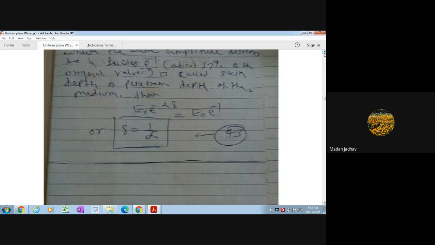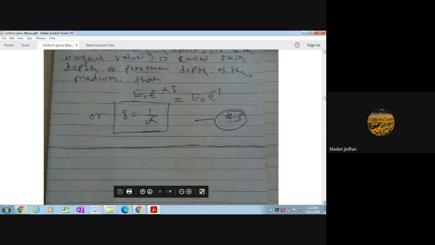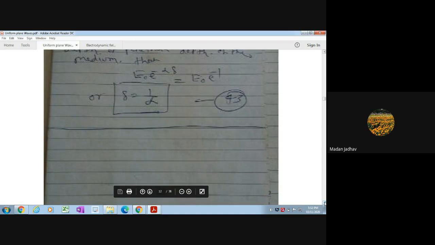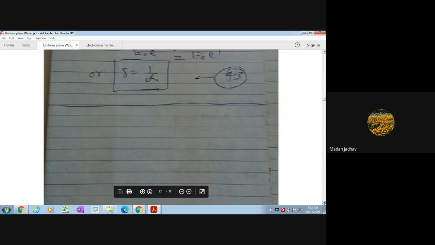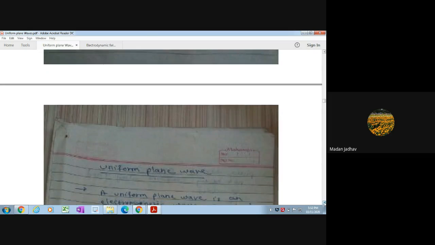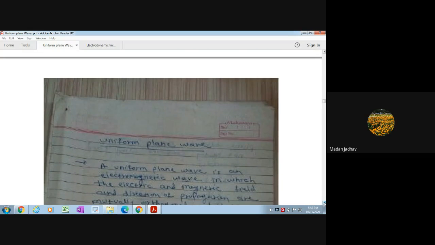We have seen the equation for alpha, and that equation we have to use, that is square root of pi f mu sigma. This equation we have to use to find out the attenuation constant for a good conducting medium. Now these are the equations we have to remember, because the problem may be a numerical problem. You have to remember all these equations which we have seen.